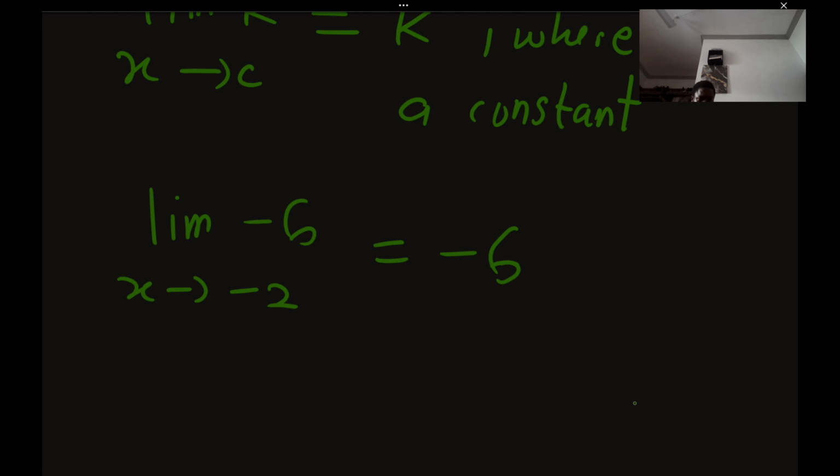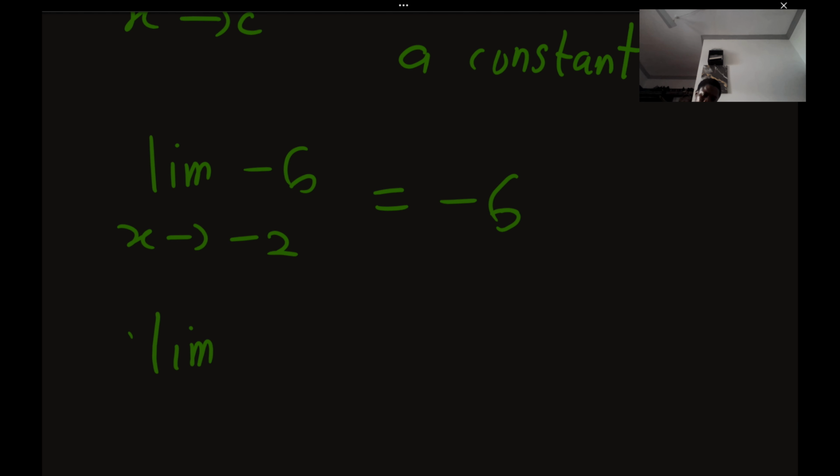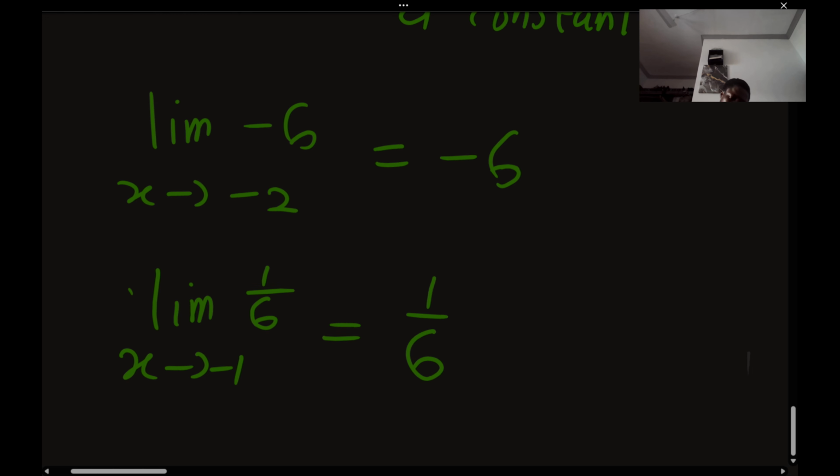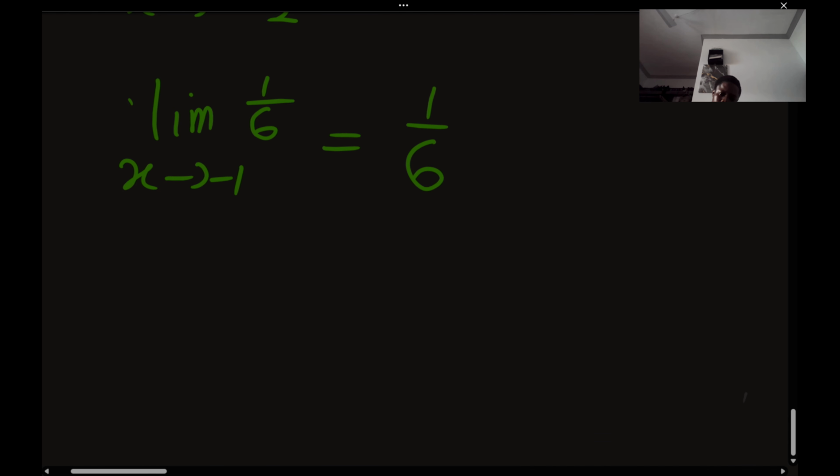Let us take another one and see. Suppose you have the limit of 1/6 as x approaches -1. This will still give us 1/6 to be the limit of the constant function 1/6 as x approaches -1.